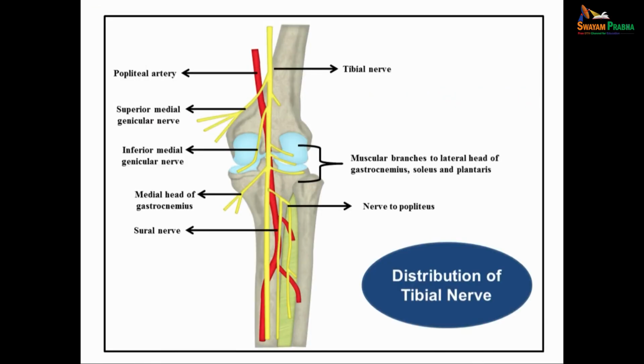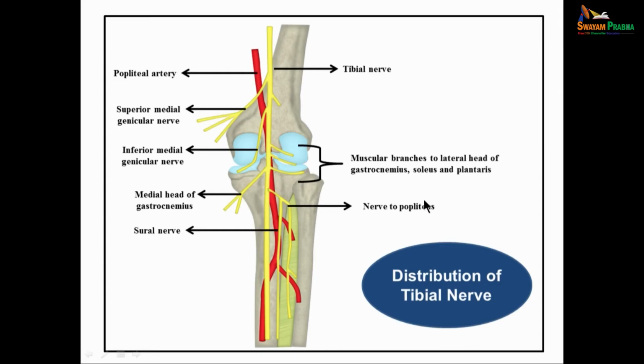Now this picture is just to show the distribution of the tibial nerve. So this is the tibial nerve. You can see the genicular branches here. These are the muscular branches. You can see most of the muscular branches are arising from the lateral side, except the branch to the medial head of the gastrocnemius, which is arising on the medial side.